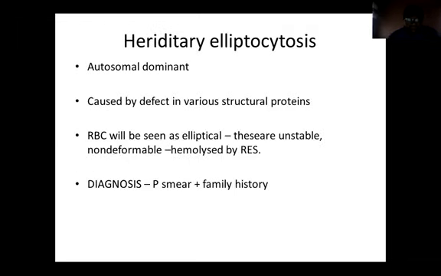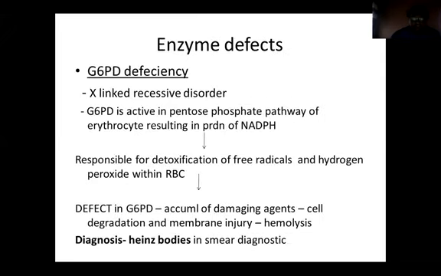Next, hereditary elliptocytosis. It is also an autosomal dominant condition because of a defect in various structural proteins. RBCs in the spleen are elliptical in shape, unstable, not deformable, and hemolyzed by the reticuloendothelial system. So diagnosis is by peripheral smear and family history. Now we will come to the next part, enzyme defects.